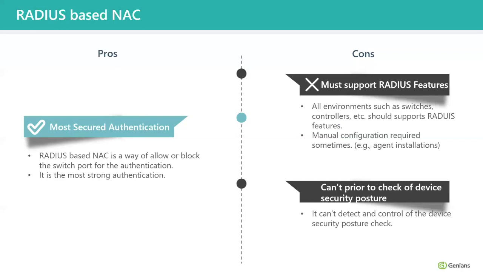Cons, the first: to make this work, the environment must support the RADIUS feature. If some switch or device does not support RADIUS, it is inevitable that these devices must be configured manually. Cons, the second: 1x-based NAC only focuses on authentication. It does not scan and check the device's vulnerability or security posture before it accesses the inside. Your business environment might be exposed to security threats after the device is inside.